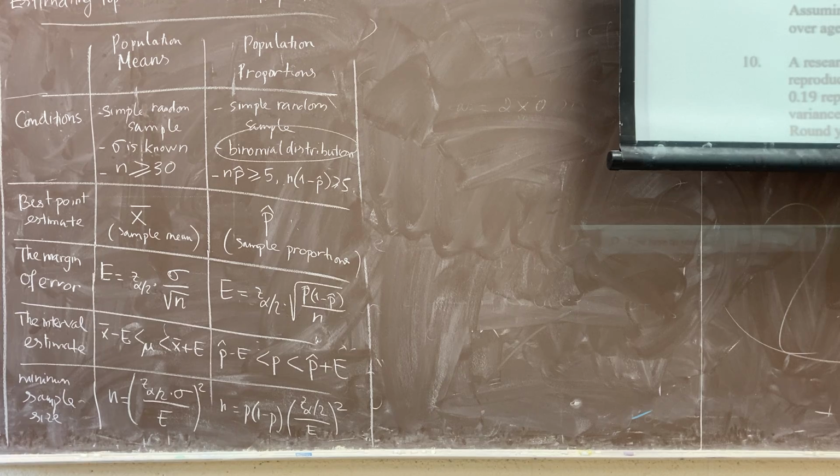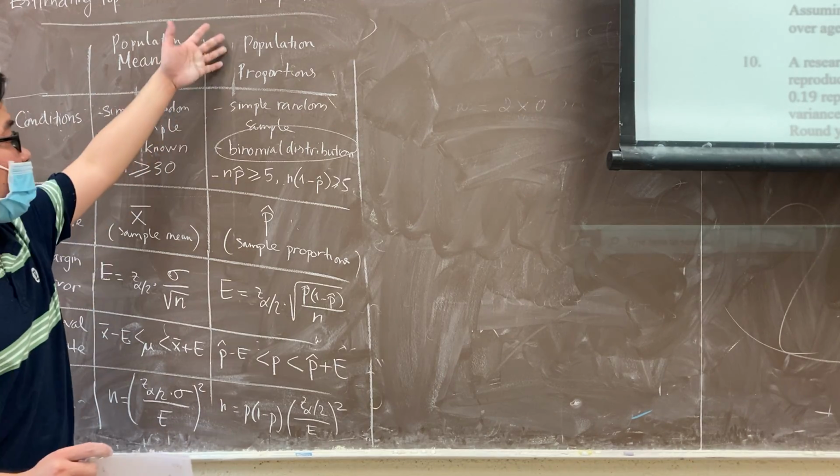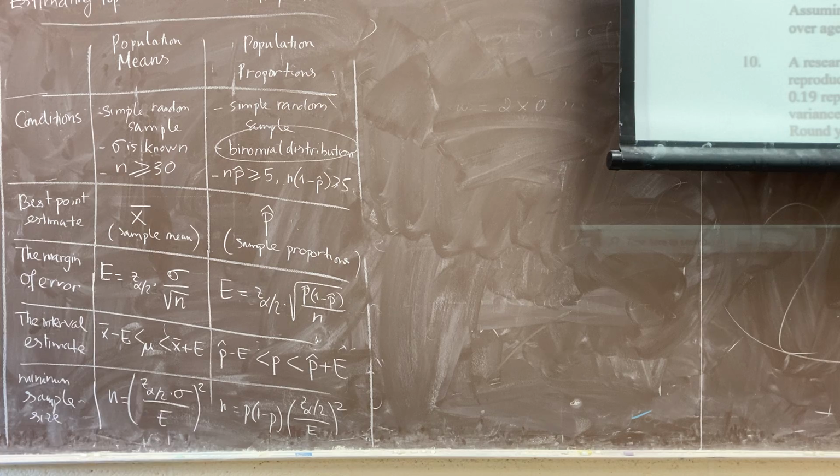So it depends on the question. If they ask you to estimate the population mean, we use this table. If they ask you to find the population proportion, we will use this table. Okay, those are all the formulas. And now I will show you some problems.